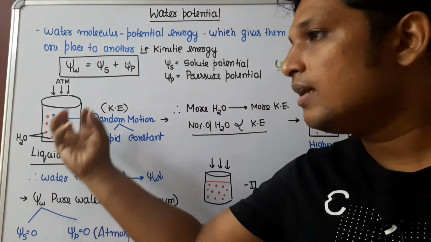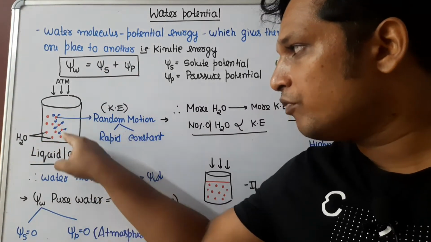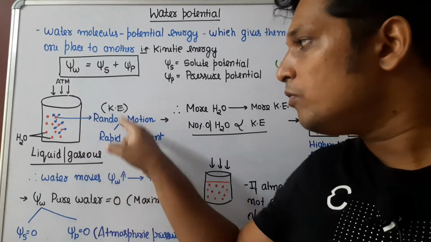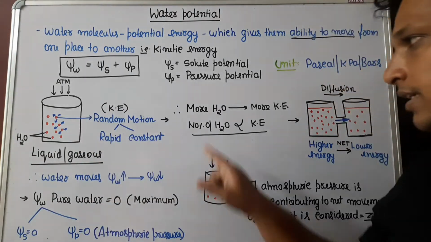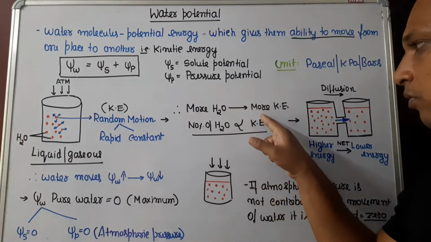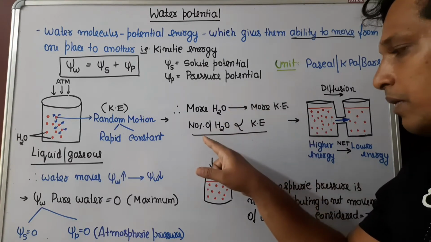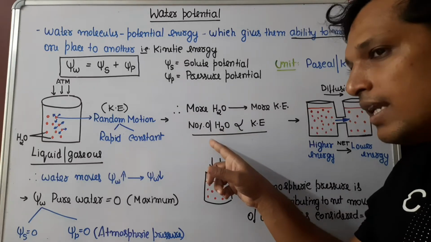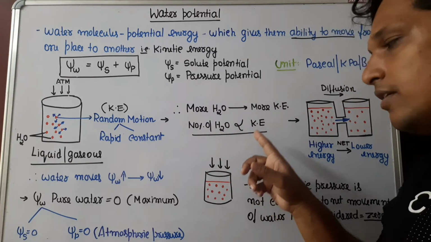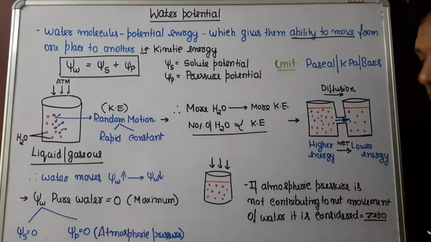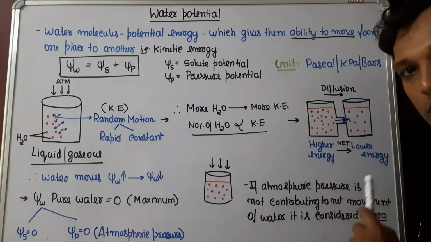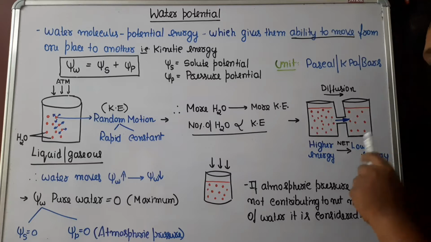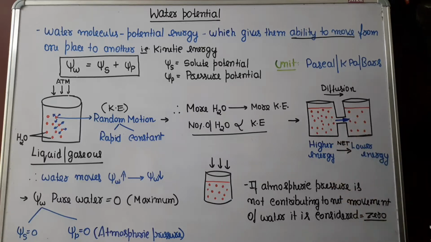Therefore, in a system, the more water molecules there are, the more the random motion. The more the random motion, the more the kinetic energy. So I have written: more the water molecules, more the kinetic energy. That means the number of water molecules is directly proportional to the kinetic energy of the system. Let us take two systems which are connected to each other. In one system, I have taken more water molecules. In another system, I have taken fewer water molecules. Now they are separated by a connecting tube.